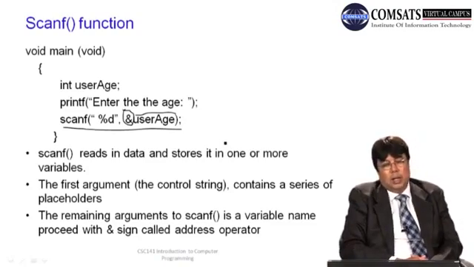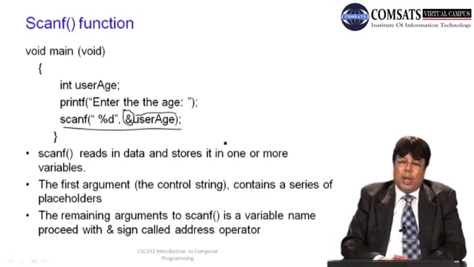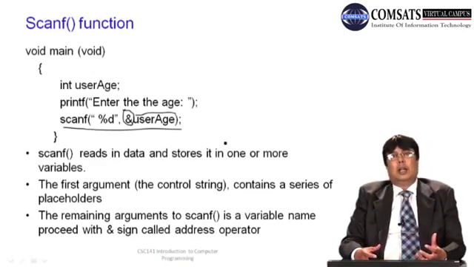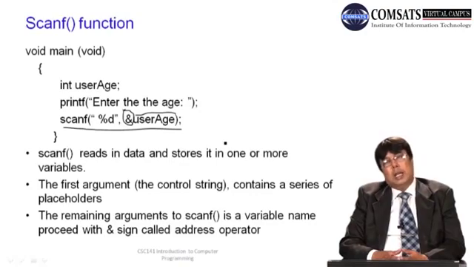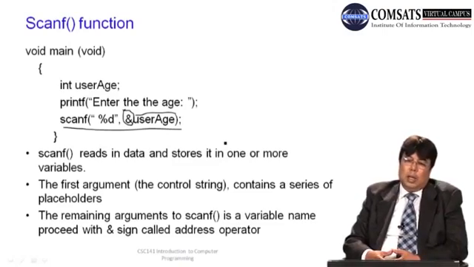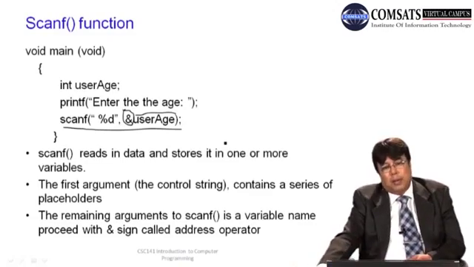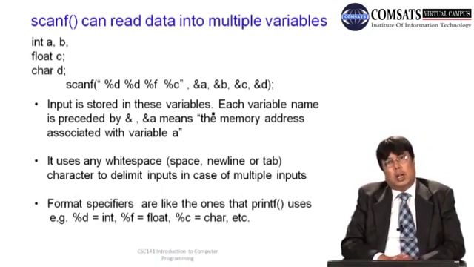So first you need to define the variable. The first argument is the format specifier that you provide in the double quotes string. Then you provide a series of placeholders. Placeholders are basically the variables, a place to hold the data. So the remaining arguments are the placeholders, variable names, preceded with the ampersand sign, which is called the address operator. This address operator identifies the address of the variable where you are going to put the data.